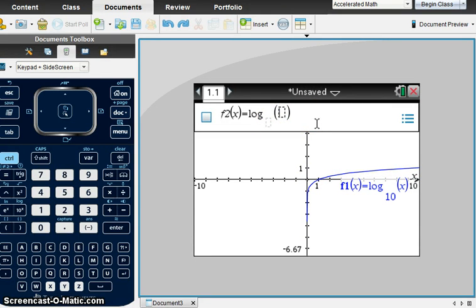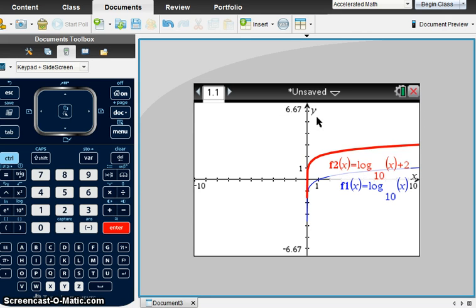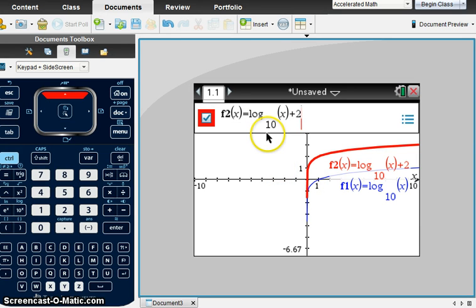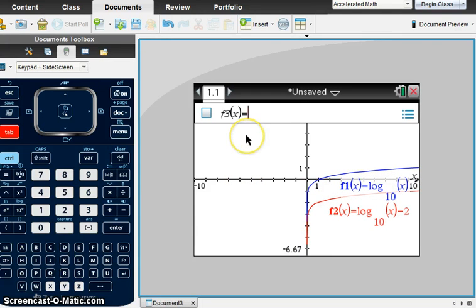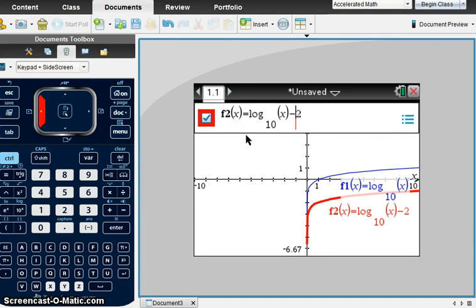So let's try log of x, but let's add 2 out behind it. And you can see the red one is our new one, our translated function. It moved 2 vertically. To do a shift downward of 2, we want to take away 2, and then you can see our red function. That's our new function. It has shifted down 2. So to sum that up, if you want to do a vertical translation, you need to add or subtract behind the function.